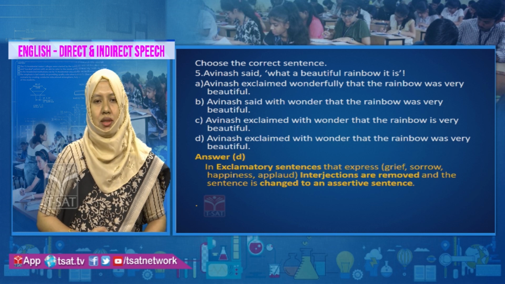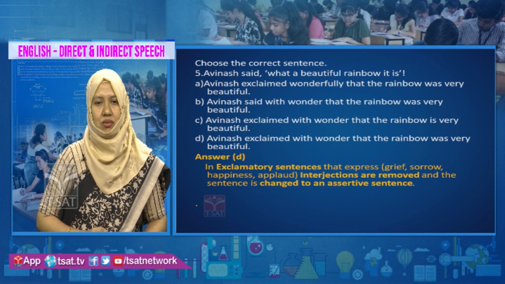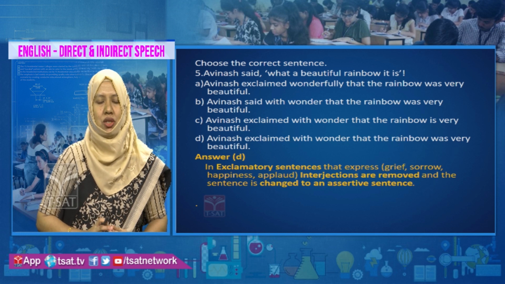Choose the correct sentence. Avinash said, "What a beautiful rainbow it is." Now, if you see the sentence in direct speech, it is an exclamatory sentence. Now, look at the options.